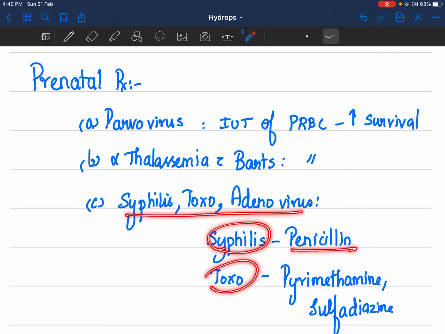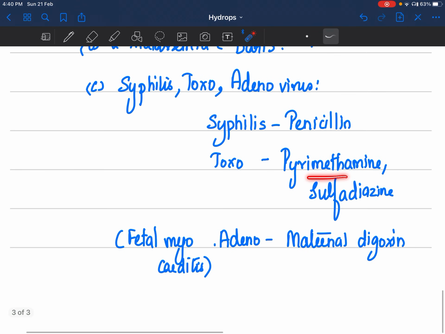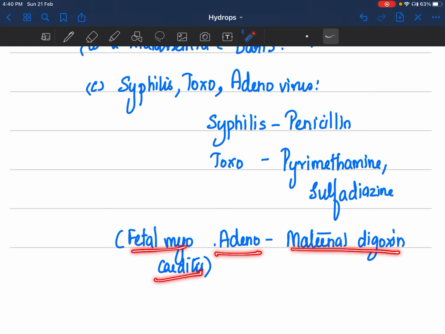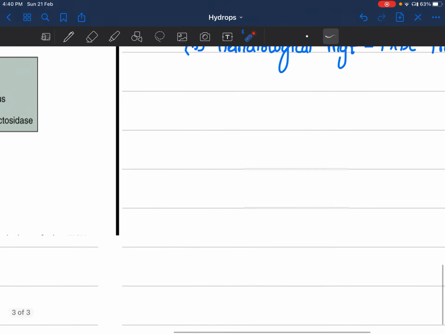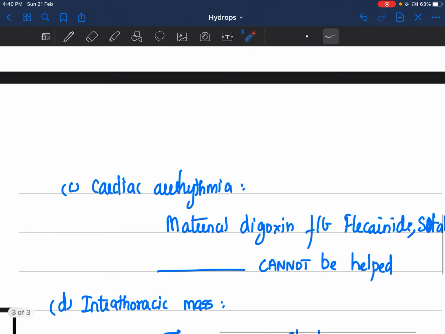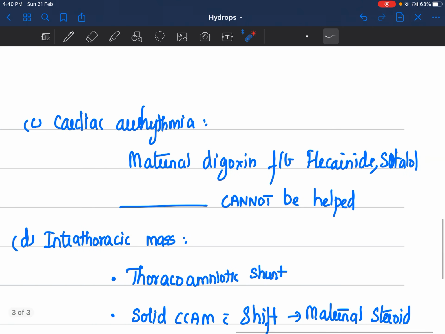with penicillin. If it's toxoplasma, you will give the mother pyrimethamine and sulfadiazine along with folinic acid. If it's adenovirus, it's secondary to fetal myocarditis, so you will give maternal digoxin to stabilize the fetal myocardium. See, in syphilis, even though you treat with penicillin and the hydrops resolves, the neurodevelopmental outcomes may not be that great. So just because you have treated with penicillin does not mean everything is fine.